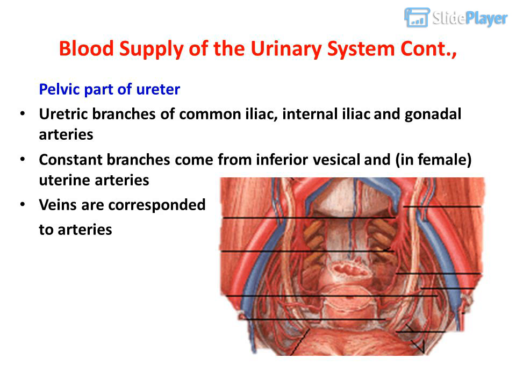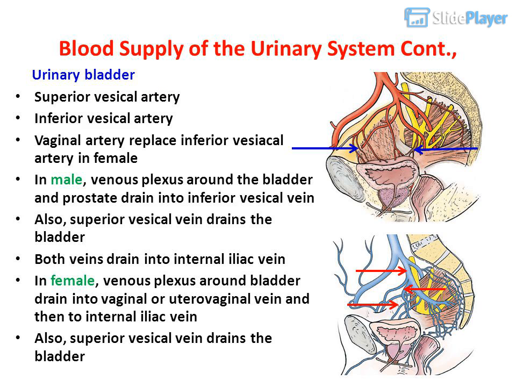Blood supply of the urinary system continued. Pelvic part of ureter: ureteric branches of common iliac, internal iliac and gonadal arteries. Constant branches come from inferior vesical and, in female, uterine arteries. Veins correspond to arteries.